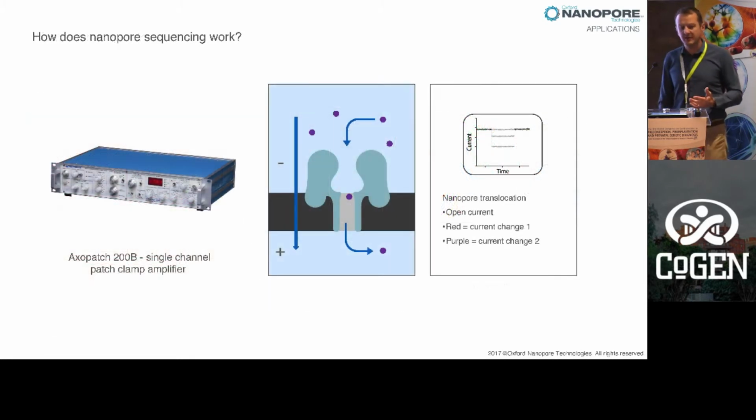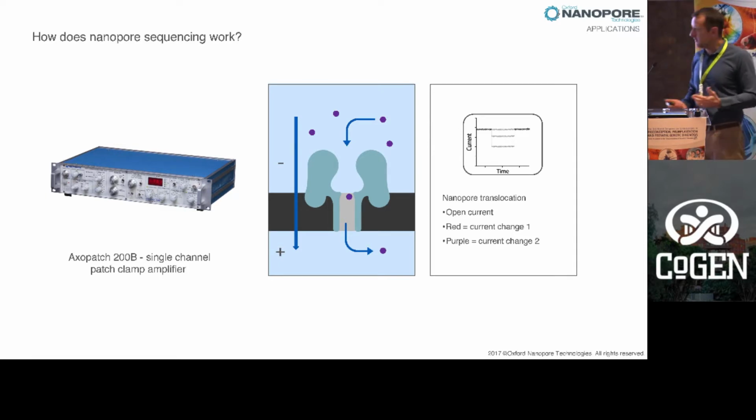If any of you have ever done any electrophysiology work as part of your studies, you'll be familiar with the device on the left, which is called an Axopatch. It's a patch clamp amplifier. It's a very, very sensitive, state-of-the-art machine that can measure very, very small changes in current. What you can do with this is connect it up to a small chamber, and in that chamber, you can put a lipid bilayer. In the lipid bilayer, you can put a single protein nanopore. On either side of that bilayer, you can put a sodium chloride solution so that it can conduct electricity, and you can apply a potential across the bilayer.